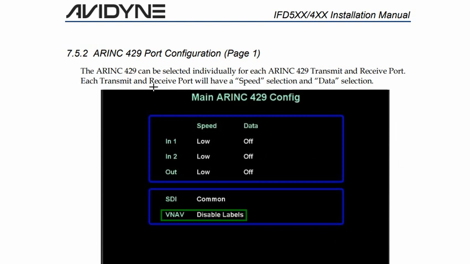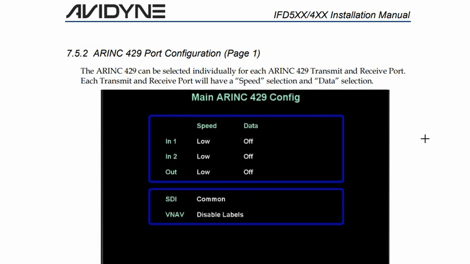Now, let's flip the script and say, all right, my PFD is WAAS capable. It's 530-00194 or later. So I want to go ahead and give this thing LPV approach capability. So what I'm going to do here is I'm just going to change this disable labels setting to enable labels. That's it. It's that simple.